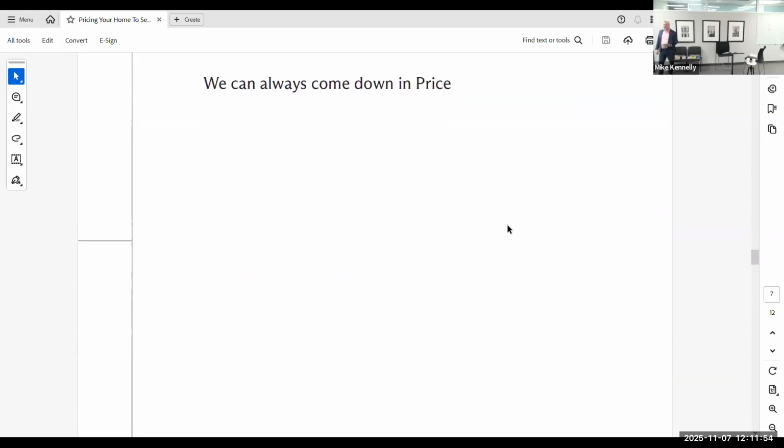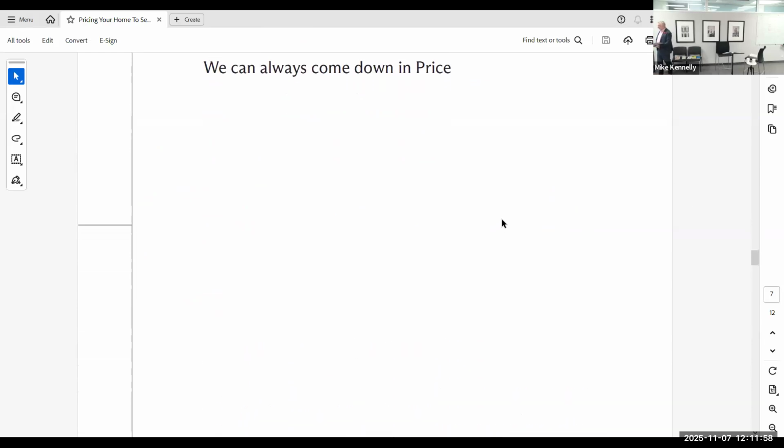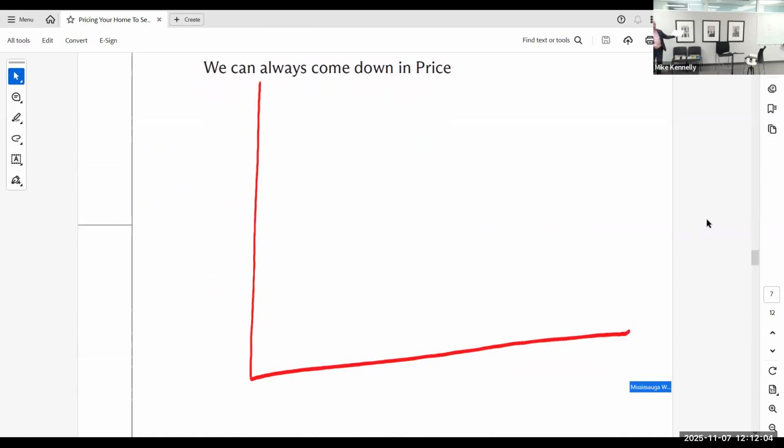We can always come down in price. These are objections you're going to get, right? That's why I built it this way. We can always come down in price. Here's another chart. Now you're drawing this with him in your workbook, by the way. Remember I told you you're bringing it, right? I haven't done this presentation in 20 years, actually, because I just found my thing, so I'm a little rusty on it, but whatever.